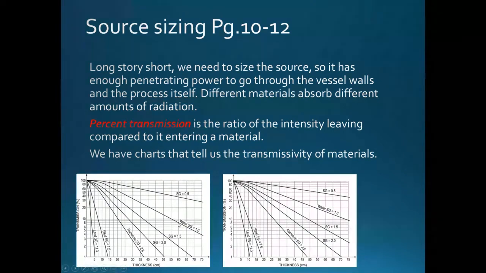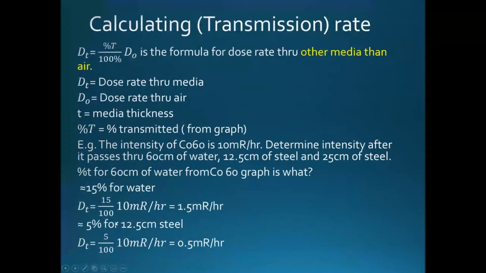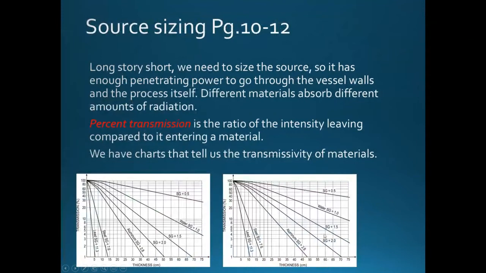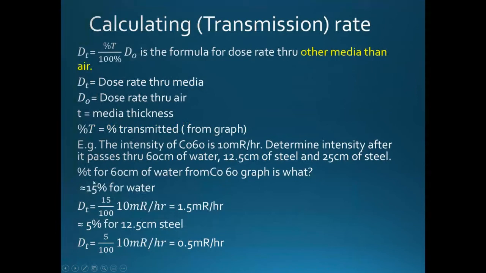60 centimeters, this is water. And if I went across there, it looks like it's about 8. Don't see anything here that looks like 8. So that must be the wrong table. And let's go to this one, 60%. So I hit water, and yeah, this one is more than 10, less than 20, so 15. So this would be that table. That's where I get that number from. So about 15% for water. So I put my 15% there. Over 100 times 10 is 1.5 millimolecules per hour is what it is after it passes through 60 centimeters of water.